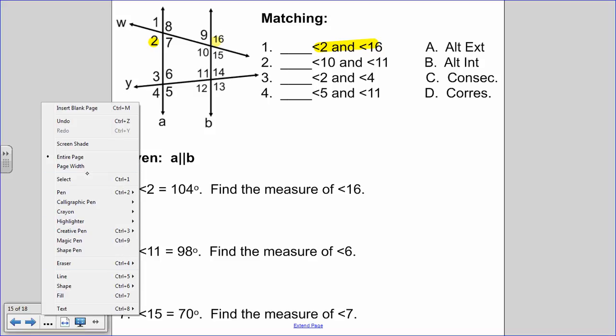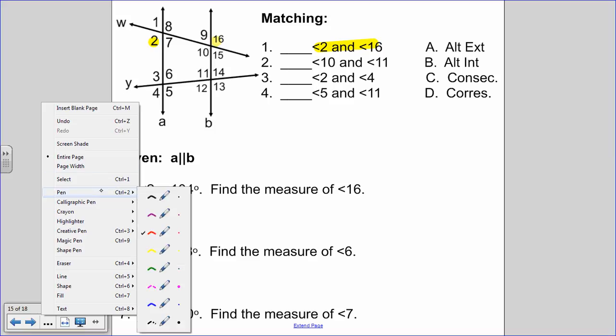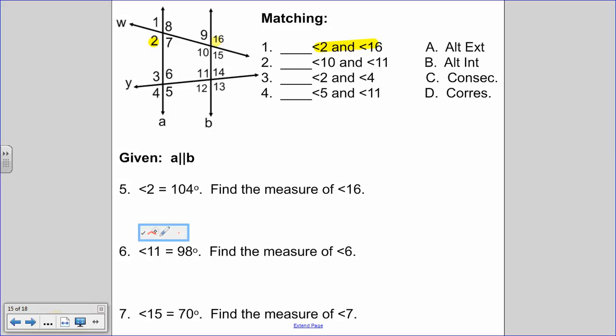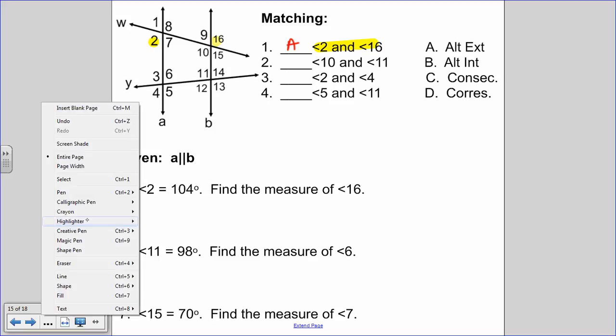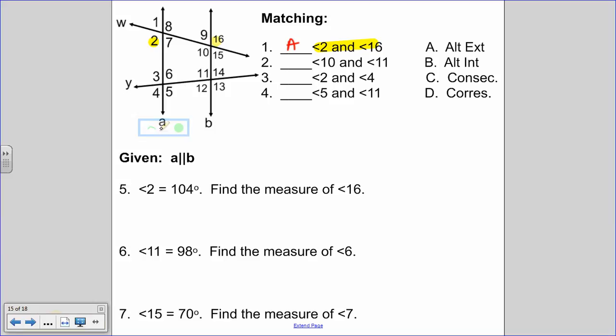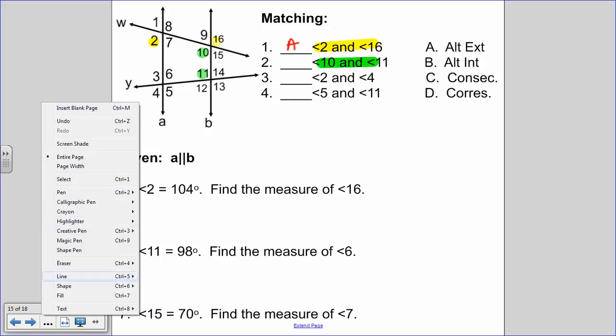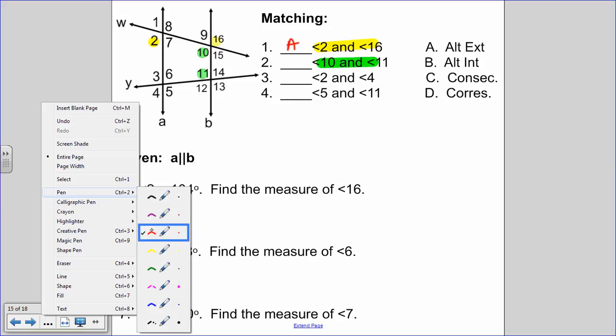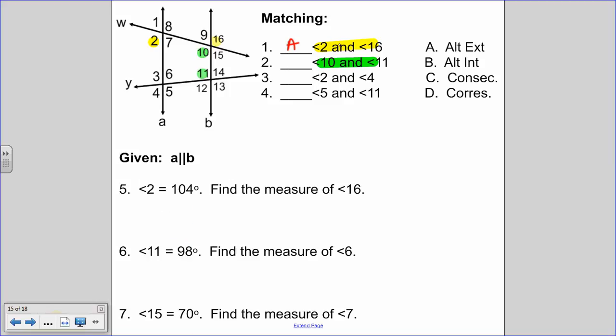And they are both in an exterior region when you look at A and B. And they're on different sides, so that means they're alternate exterior. Next, I'm going to look at 10 and 11. 10 and 11 are both between W and Y, so that means they're in an interior region. And since they're on the same side of B, they are same side inside, so that's consecutive.